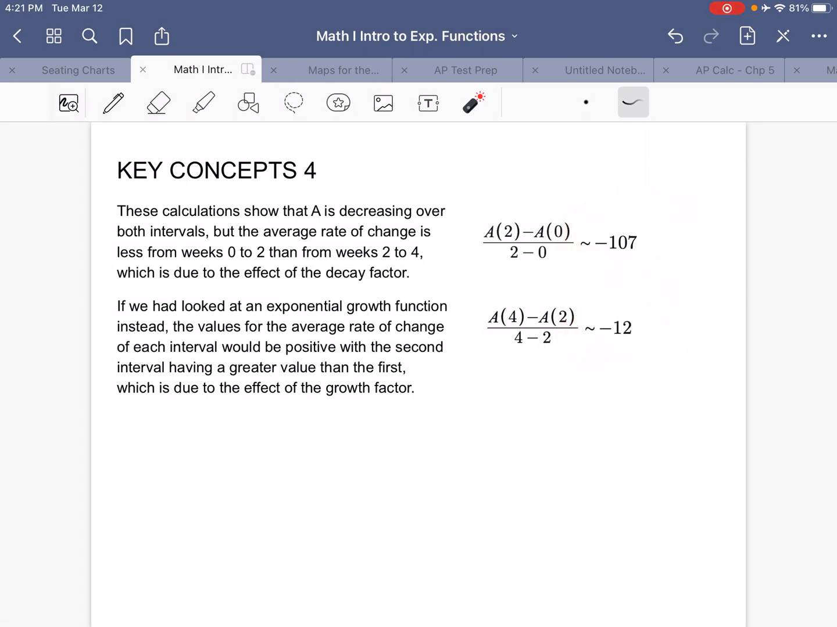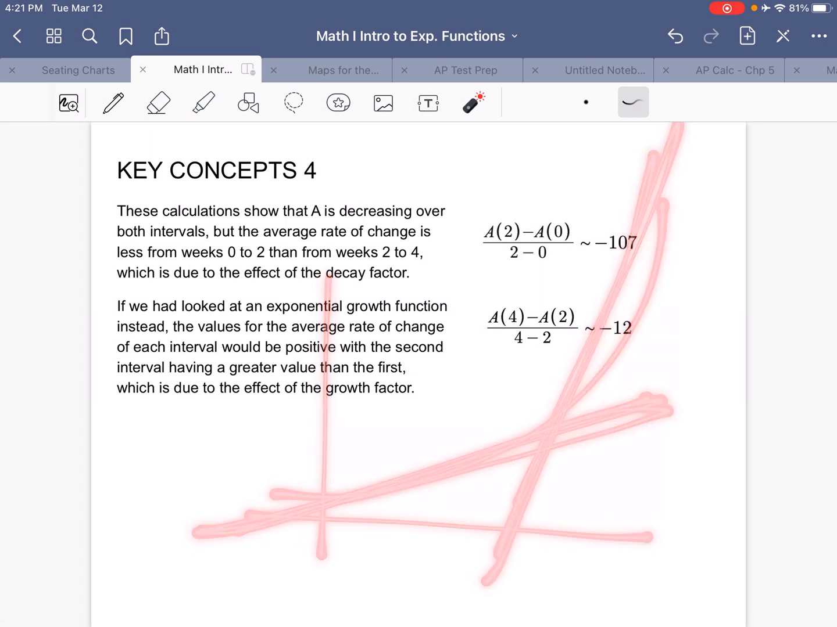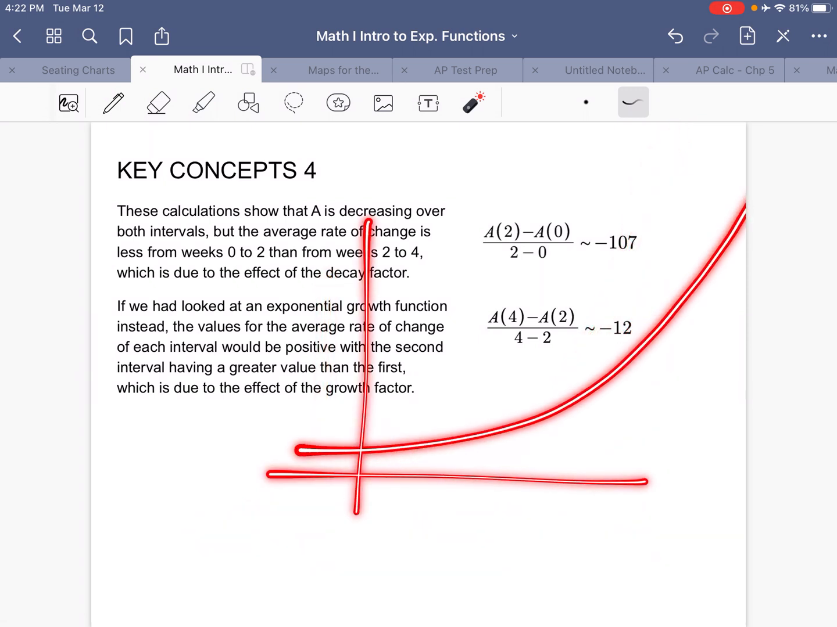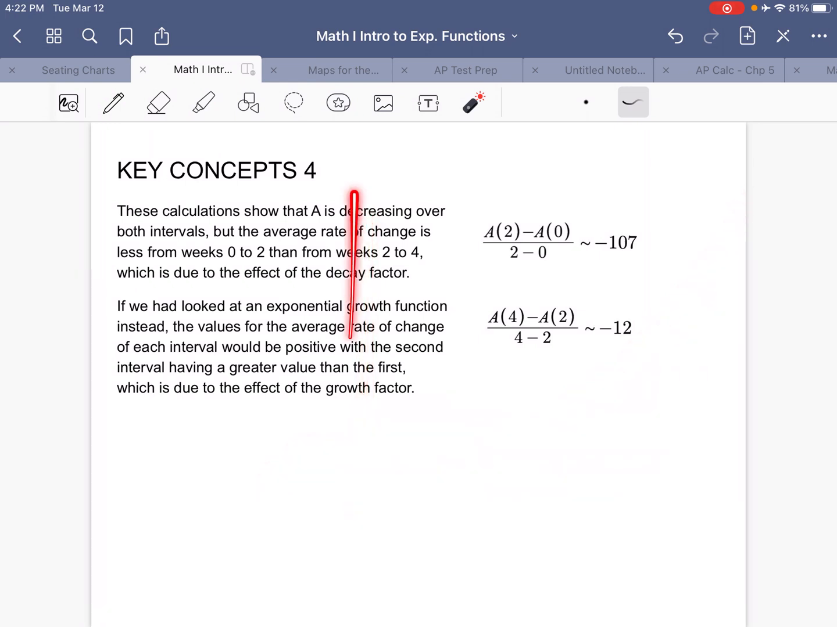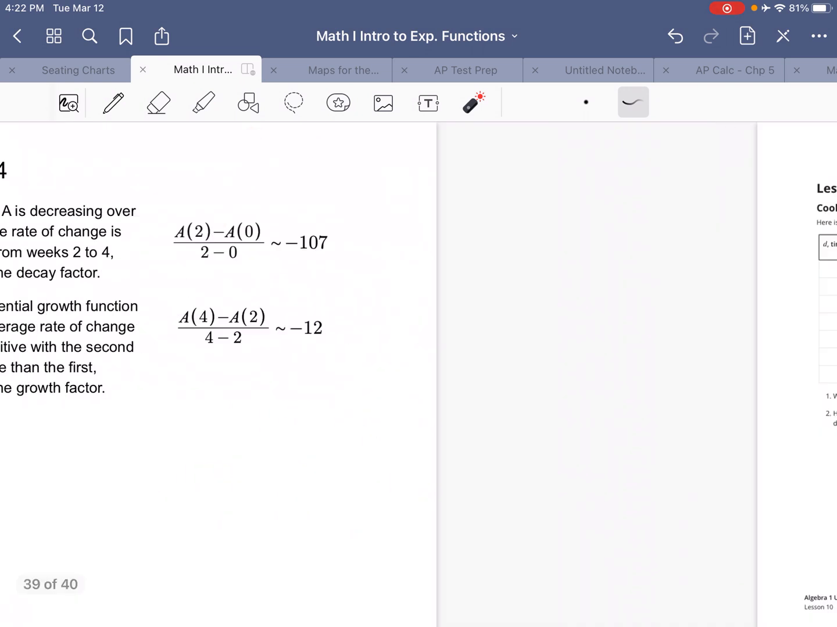Now, if we had looked at an exponential growth function instead, the values for the average rate of change for each interval would be positive, with the second interval having a greater value than the first. Because if you look at this, exponential growth looks like this. Average rate of change would be like the slope of that line. The slope of this line compared to that line is not as steep. The further along you go, the steeper your graph is. And in this case, exponential decay, the further along you go, the less steep your graph is.